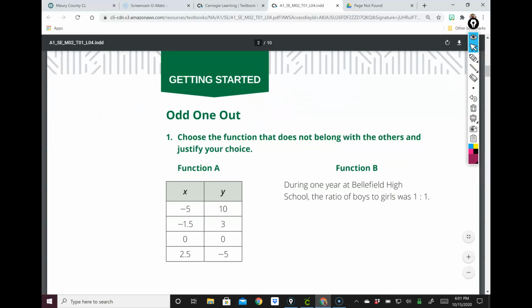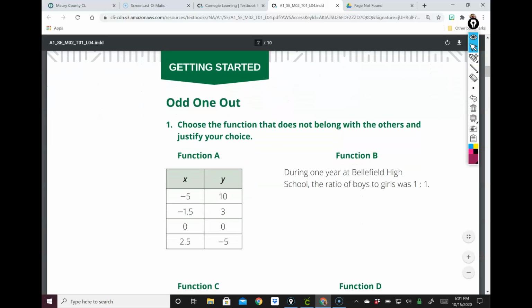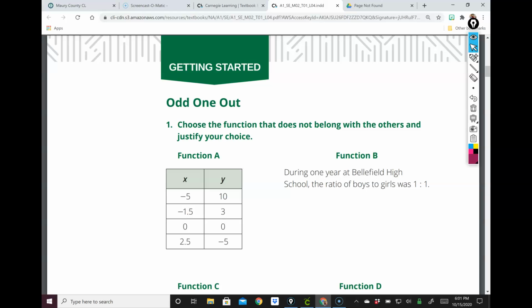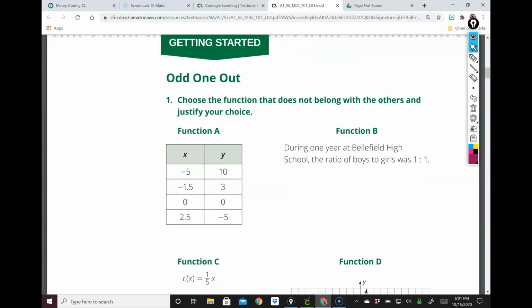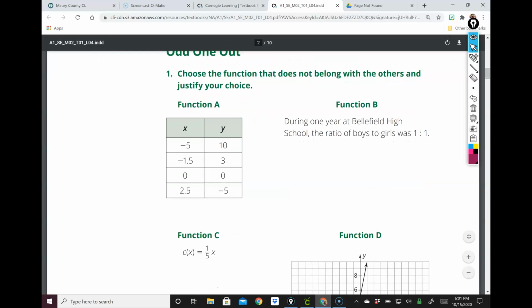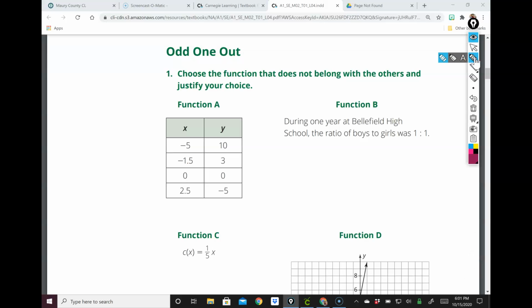Getting started. Odd one out. Choose the function that does not belong with the others. So I think the directions are a little bit misleading on this one. Let's just take each function and compare it.